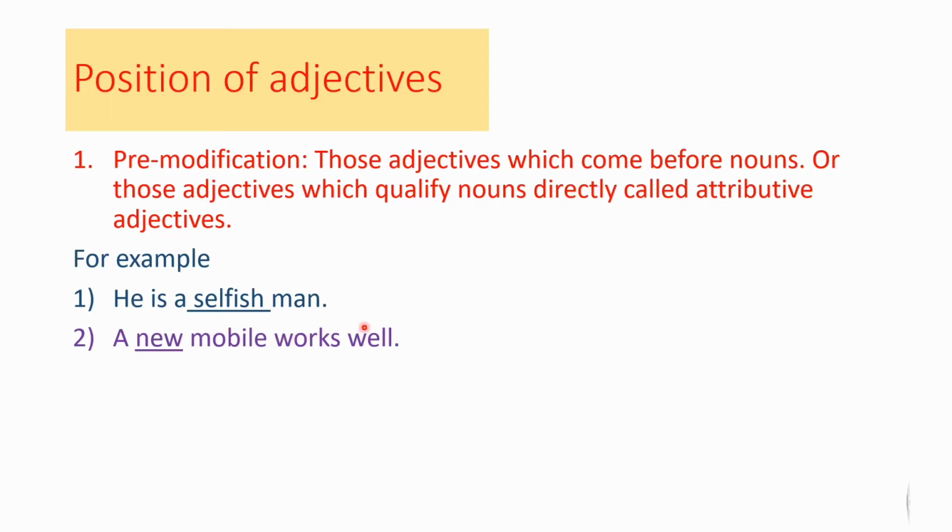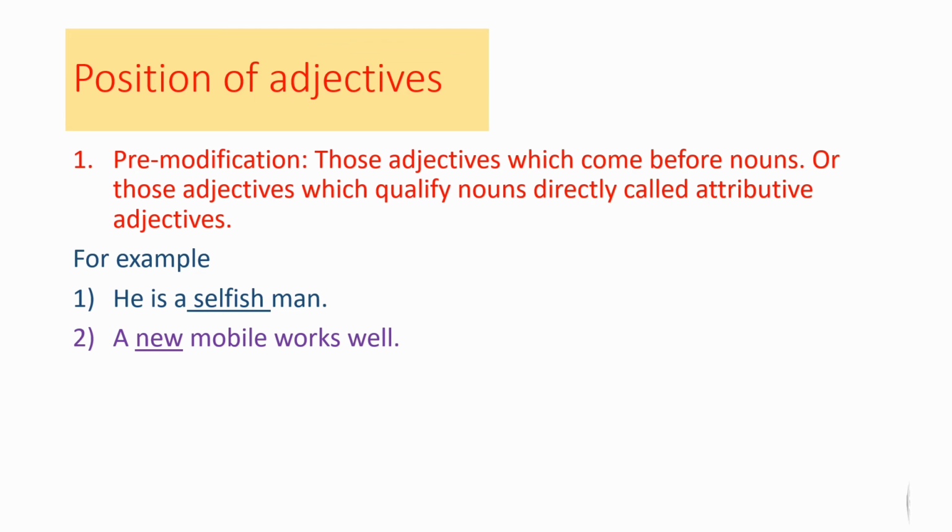So coming to the last topic of today's lecture, which is the position of adjectives. There are two positions. The first one is pre-modification. Pre-modification means those adjectives which come before the noun, also called attributive adjectives because these adjectives qualify the noun directly. Coming to the example, he is a selfish man. So selfish here is an adjective, and the position of this adjective is called pre-modification because it comes before the noun man. It is also called attributive because it qualifies the noun man directly.